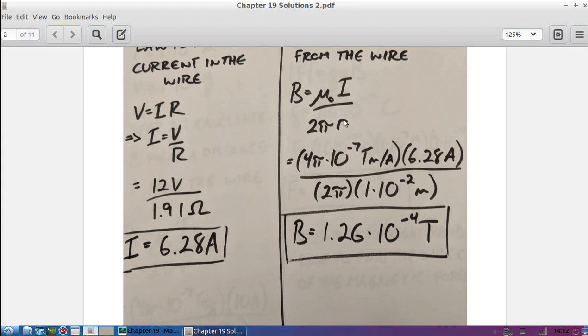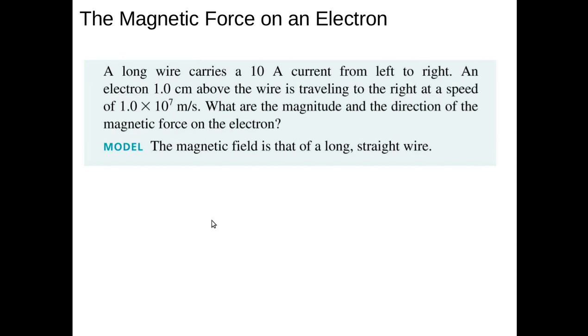Now that I've got the current, I know I'm 1 centimeter away. I have the permeability of free space available to me. I've got the current divided by 2 pi times the distance, right, the R vector, which is 1 centimeter. So when I calculate the magnetic field, I get 1.26 times 10 to the negative 4 Tesla. Very weak magnetic field, but there is a field there nonetheless, close to the wire. And we see that if the current got larger, we'd have a stronger magnetic field.